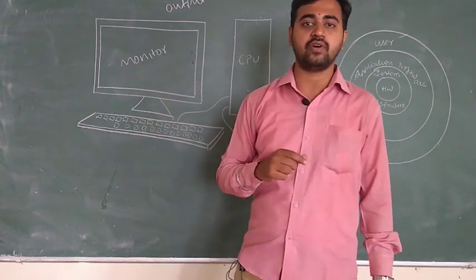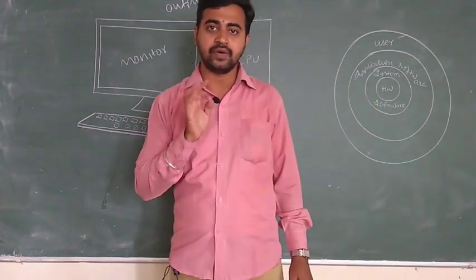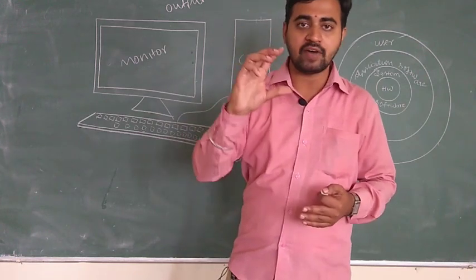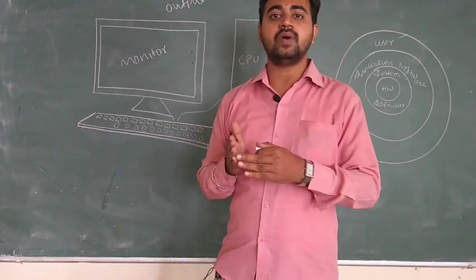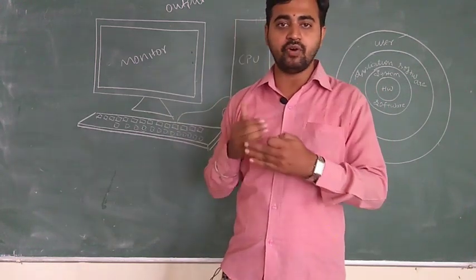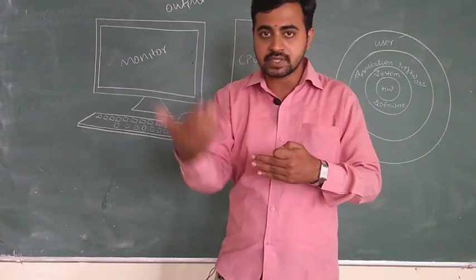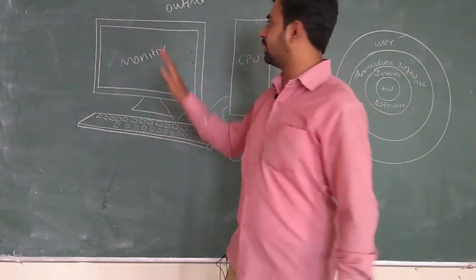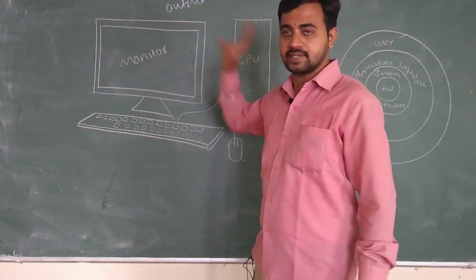Another example for an output device is the printer, a very good example. And you have a projector. All these things are output, which means the flow of data is coming from the system to the outside world. That is called an output device.